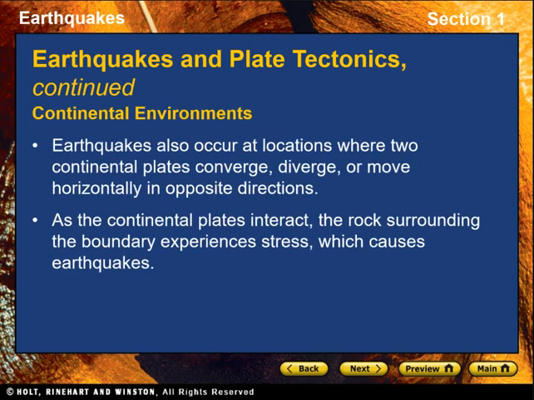Continental environments. Earthquakes also occur at locations where 2 continental plates converge, diverge, or move horizontally in opposite directions. As the continental plates interact, the rock surrounding the boundaries experiences stress. The stress may cause mountains to form and also cause frequent earthquakes.